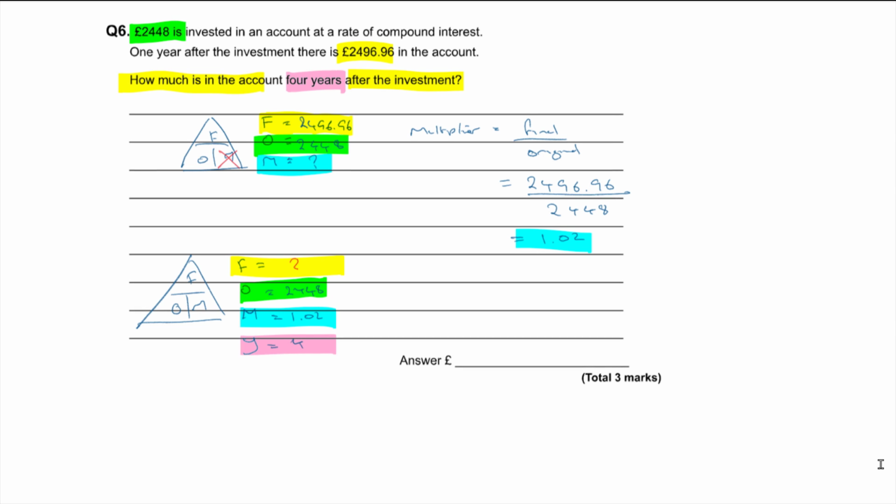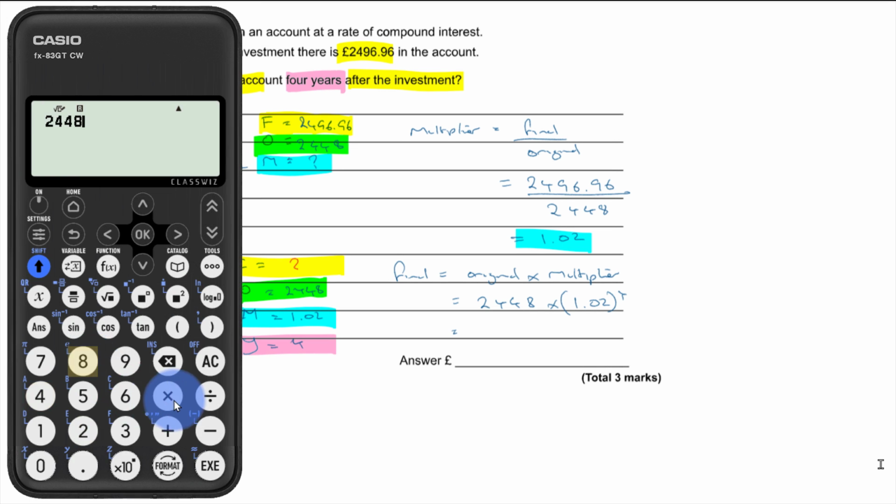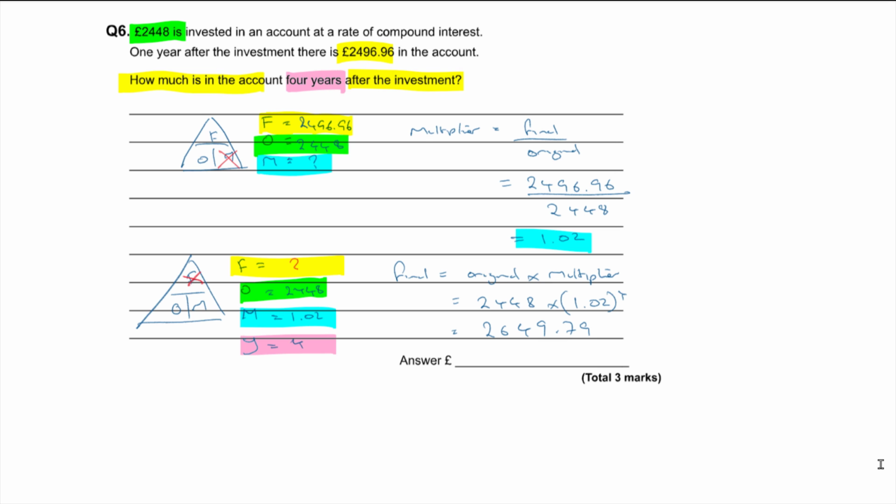So covering up the thing I want to find now, I'm going back to finding the final. So the final equals original times multiplier to the power of years. So that's going to be 2448 times 1.02 raised to the power of 4. That comes to 2649.79. Yeah, that's our final answer.